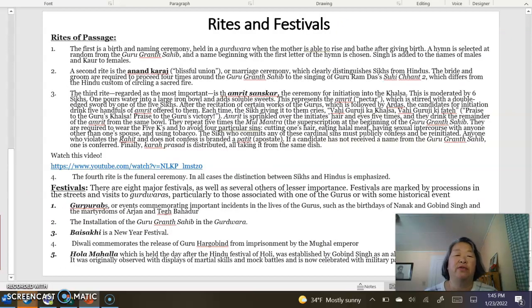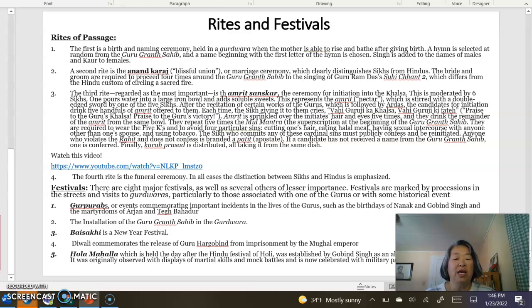Okay, rites and festivals. There are some rites of passage, the first one being the birth or naming ceremony. That's held in the Gurdwara, where the mother, as soon as she's able to get up and bathe, gets to do this birth naming ceremony. You sing a hymn, and whatever the first letter of that random hymn is, that's the name that you choose. So if I were to pick something, my name is Anna, and the hymn was like all the things that he is, and that's why my name would be Anna, right?